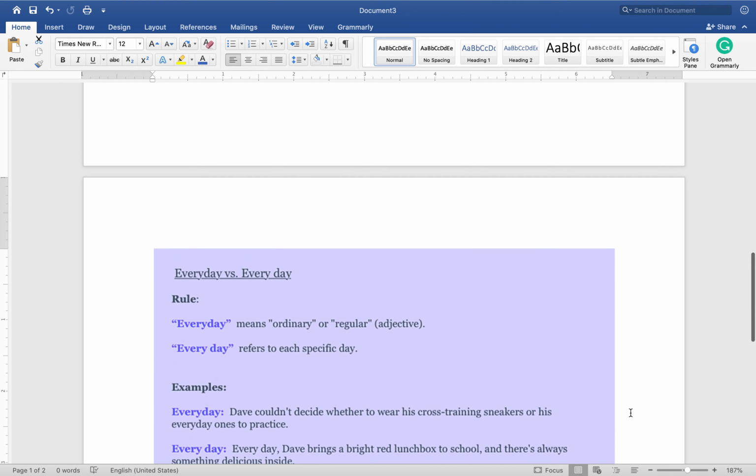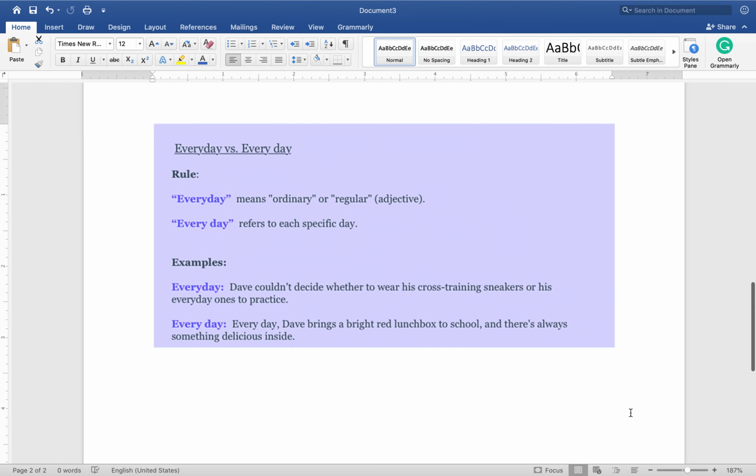The last thing we're going to look at today is the words everyday with no space and every day with a space. Everyday combined is an adjective that means regular or ordinary or normal. Every day refers to each specific day. The same way we have each specific word here, we are looking at each individual and specific day.